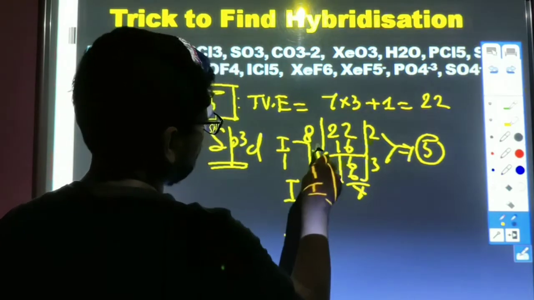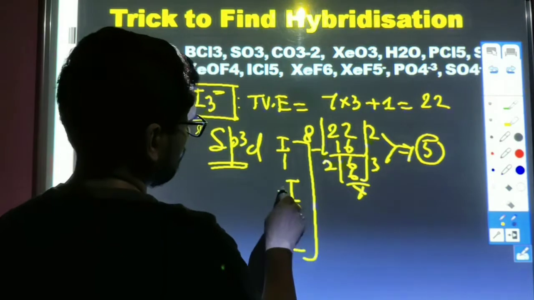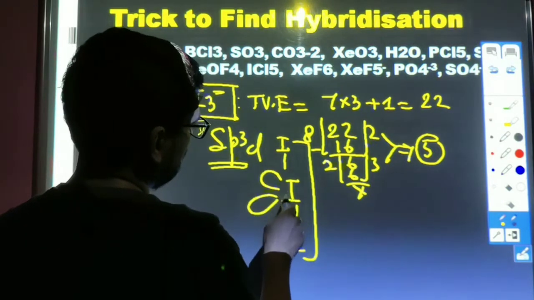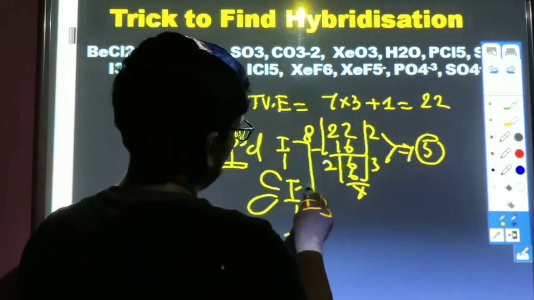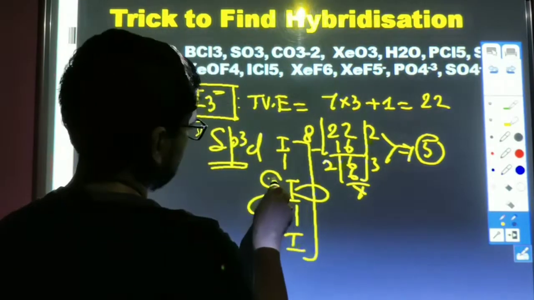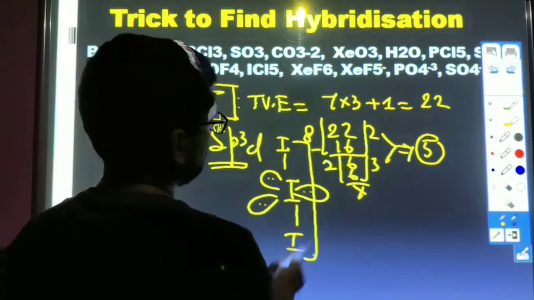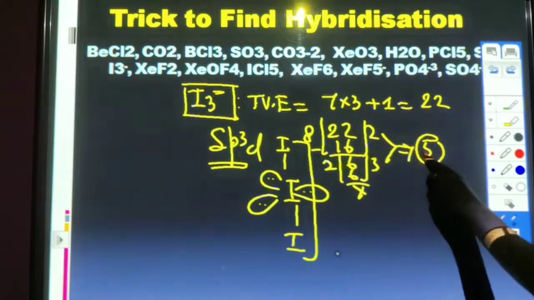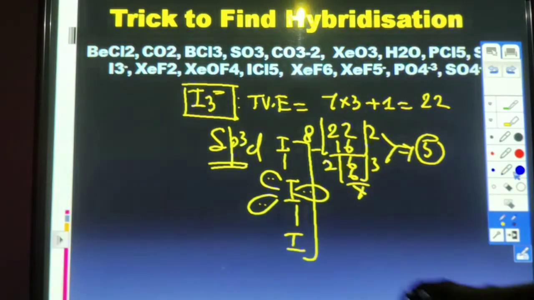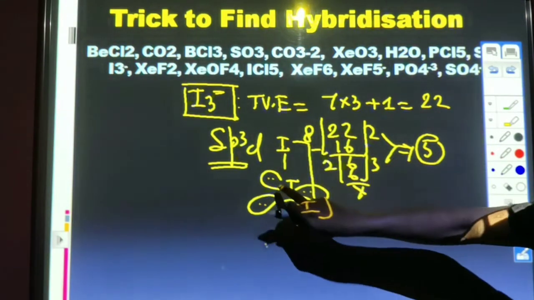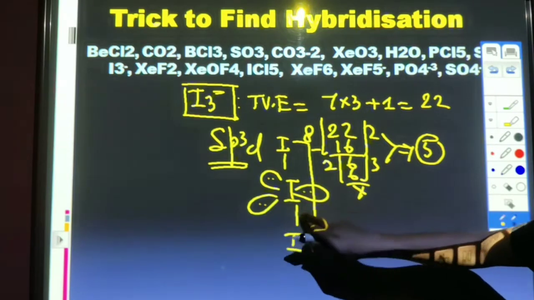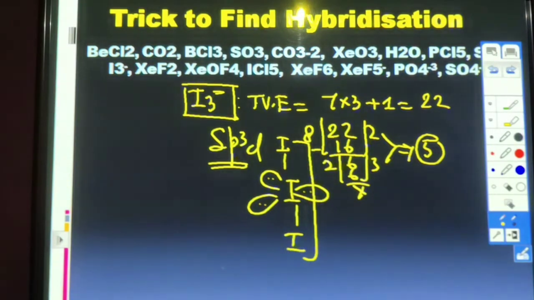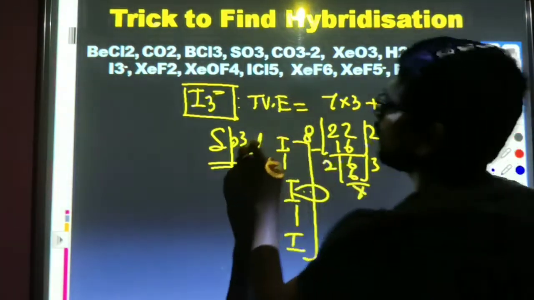This is the structure for I3 minus. One pair and 3 lone pairs. I will have 8 electron centers: 1, 2, 3, 4, 5, 6, 7, 8. That's all. So this is the hybridization for iodine in I3 minus, and the hybridization will be sp3d.